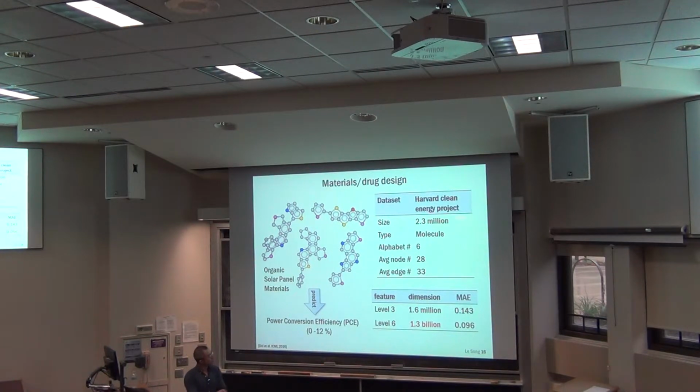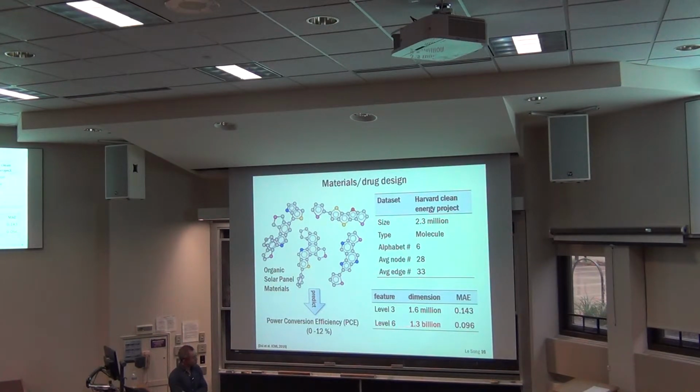So let's look at this application I mentioned earlier and see how it performs in practice. This dataset is from the Harvard Clean Energy Project. They have done simulation over many years to compute DFT calculations, and then in the end, they can calculate properties like the power conversion efficiency. The relevant alphabet is the number of different types of atoms: carbon, nitrogen, and then maybe some sulfur, and all these different types of atoms. The average number of nodes is this, and the average number of edges is this.